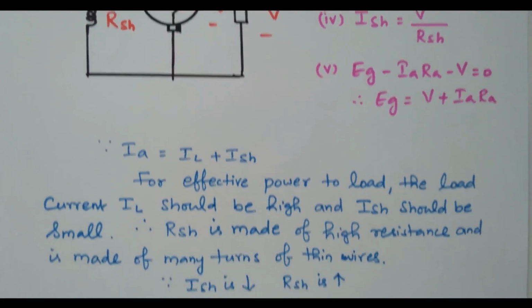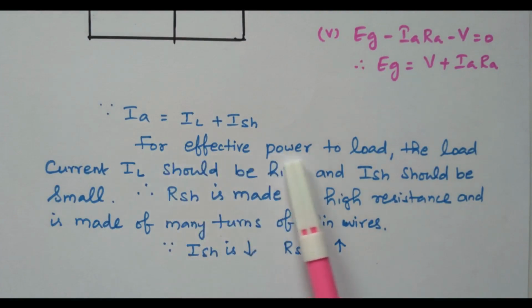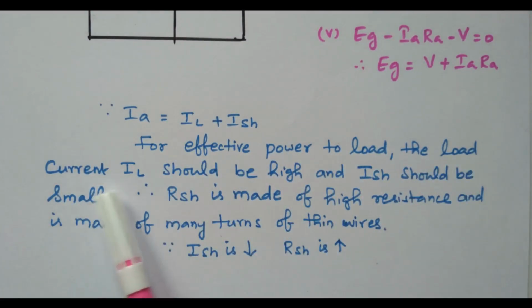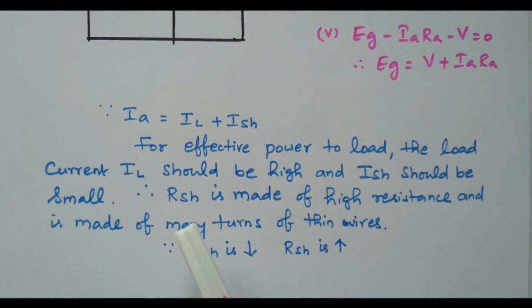I will see the further detail. So Ia equal to IL plus ISH. For effective power to the load, the current IL should be very high. If the load current IL is very high, it means the power will be more. So ISH should be very small. The current diverted through the shunt field winding should be lesser, so that IL will be more. So RSH is made high resistance, so that less current will flow.